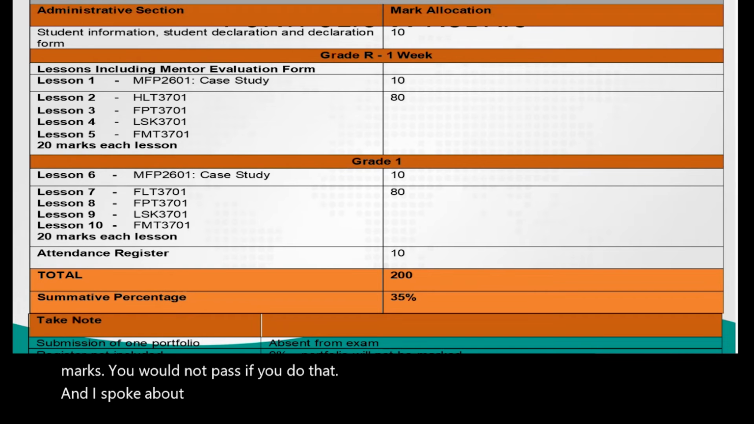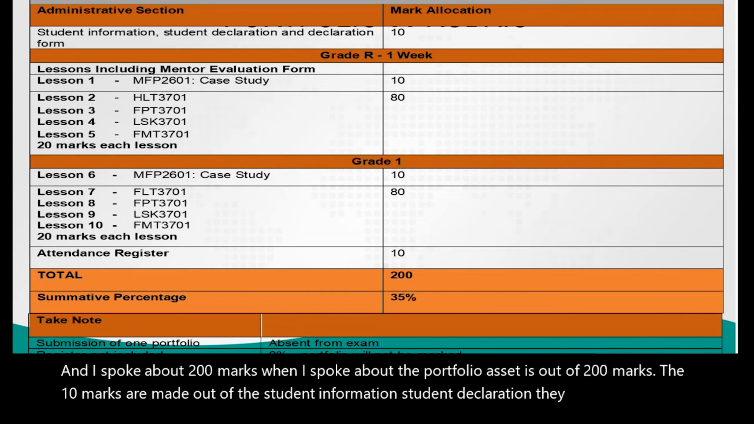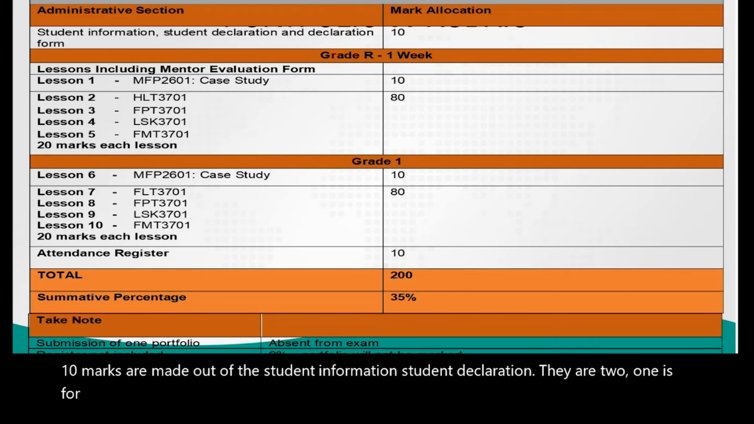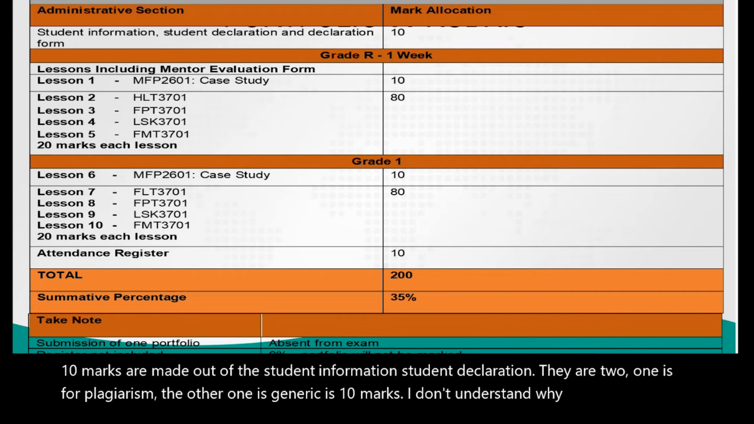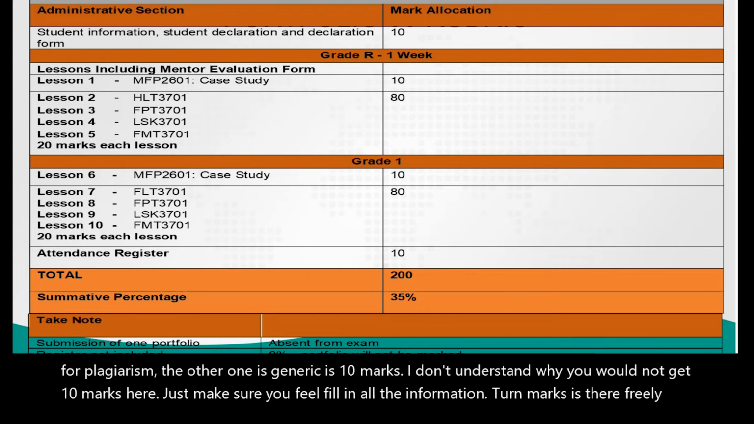I spoke about 200 marks when I spoke about the portfolio. I said it's out of 200 marks. The 10 marks are made up of the student information and student declaration. There are two. One is for plagiarism. The other one is generic, and is 10 marks. I don't understand why you would not get 10 marks here. Just make sure you fill in all the information. 10 marks are there, freely given.